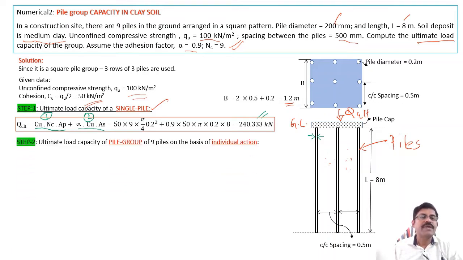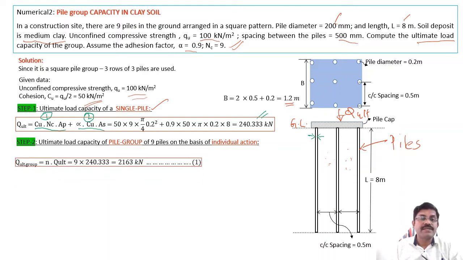Here you can see step 2, that gives you the ultimate load capacity of the pile group of 9 piles on the basis of individual action. Okay, individual action of 9 piles, which can be easily calculated as the number of piles times the ultimate load carrying capacity of a single pile. So this is calculated here.